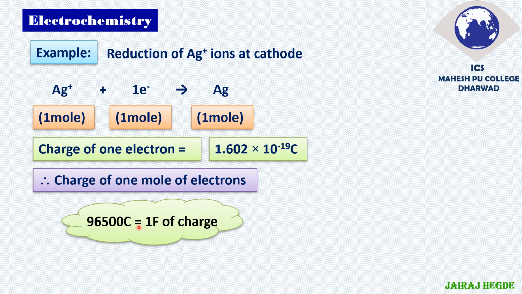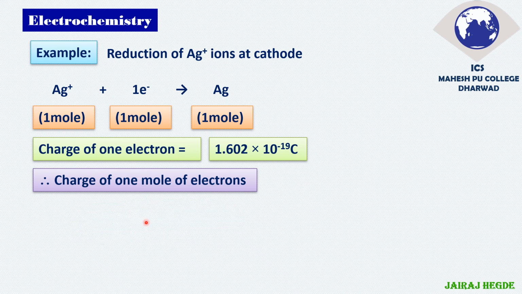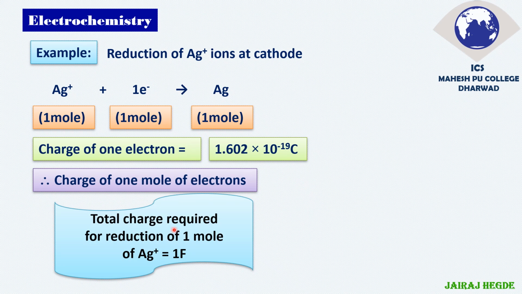Here comes a shortcut. If it is 1 mole, 1 farad; 2 moles, 2 farad; 3 moles, 3 farad. As we know, 1 farad will be 96,500 coulomb, 2 farad will be 2 into 96,500 coulomb, 3 farad will be 3 into 96,500 coulomb and so on. So this is a shortcut for understanding the relationship between the number of moles of electrons and its charge. So the total charge required for the reduction of 1 mole of silver would be 1 farad.